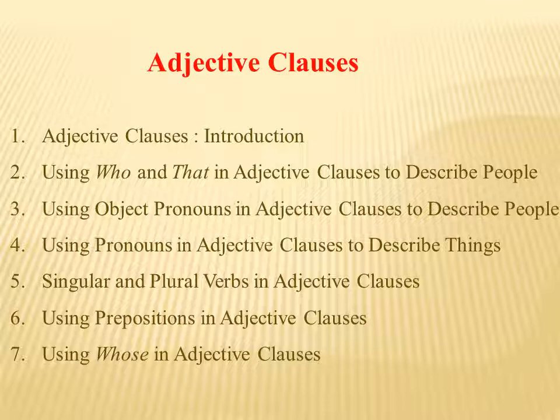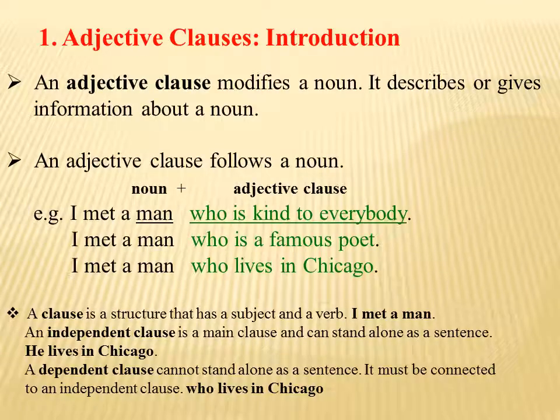1. Adjective clauses, introduction. 2. Using who and that in adjective clauses to describe people. 3. Using object pronouns in adjective clauses to describe people. 4. Using pronouns in adjective clauses to describe things. 5. Singular and plural verbs in adjective clauses. 6. Using prepositions in adjective clauses. And 7. Using whose in adjective clauses.